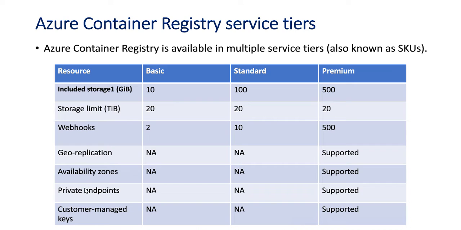I have taken this screenshot from the Microsoft website. There are a few common services or resources I have included here. But if you want to compare all these features or resources across all three tiers, you have to visit the Microsoft website. For understanding purposes, I have mentioned a few of the resources here and the differences, such as geo-replication, availability zones, private endpoints, customer-managed keys. These features you cannot get in the Basic and Standard versions, and they are supported only in Premium. If you are using Premium, definitely they will charge more. So as per our requirement, we need to make a selection of the service tier.